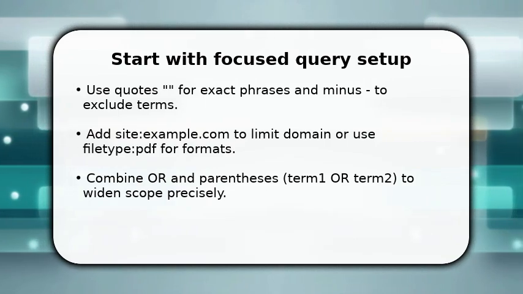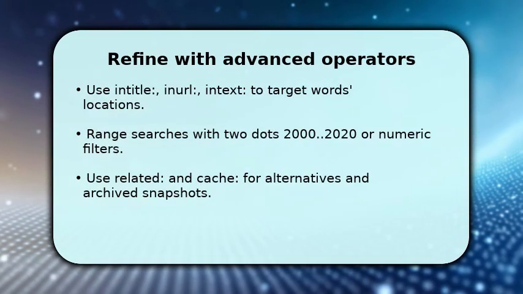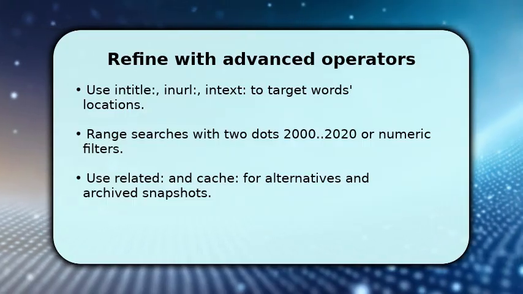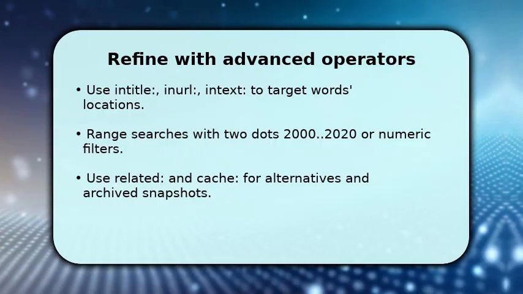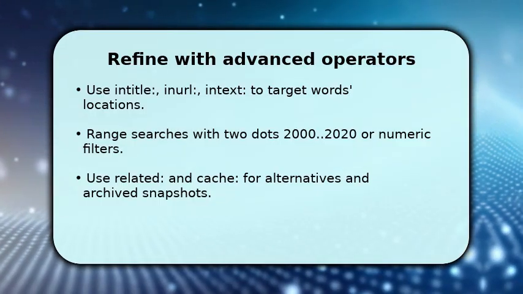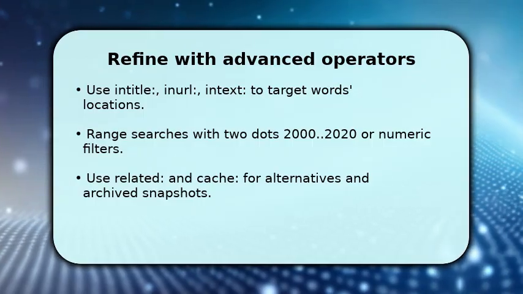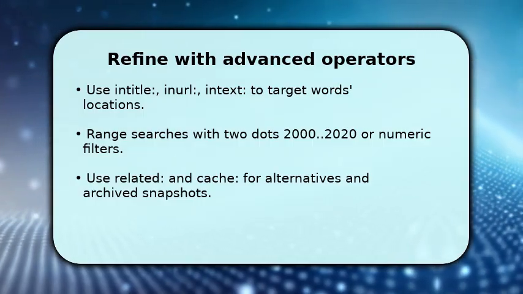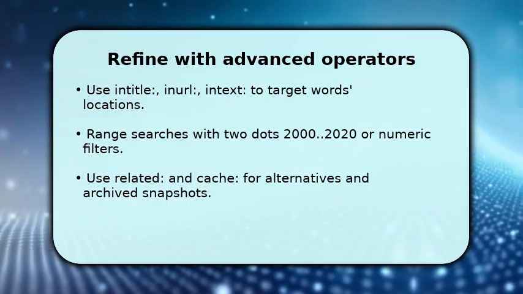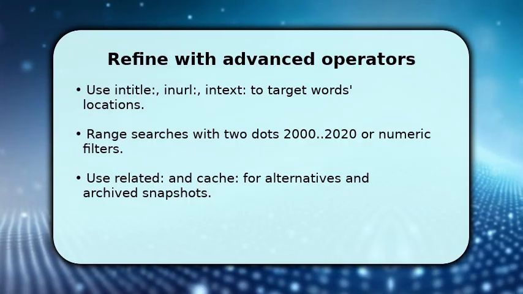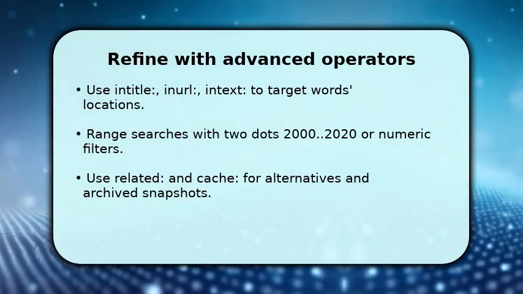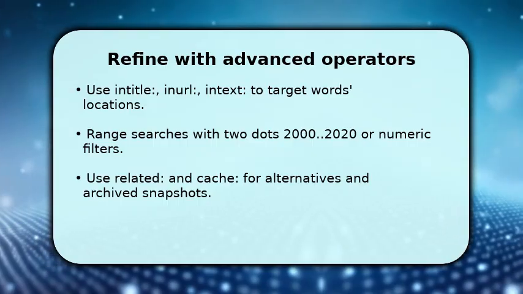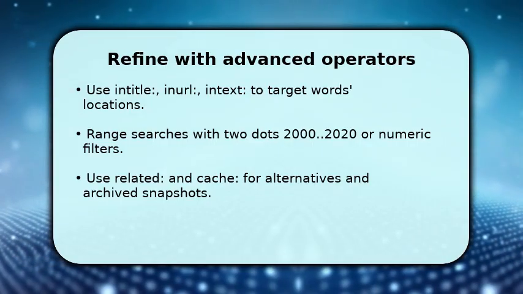Now deepen precision by directing Google to where words should appear. Intitle finds titles, inurl searches addresses, and intext targets body text. Once that runs, apply numeric ranges with 2 dots for dates, prices, or measurements to filter by span. Also try related, to discover similar sites, and cache, to view a saved snapshot if a page disappears. These operators reduce scrolling and reveal content you otherwise miss, speeding decision-making and research.